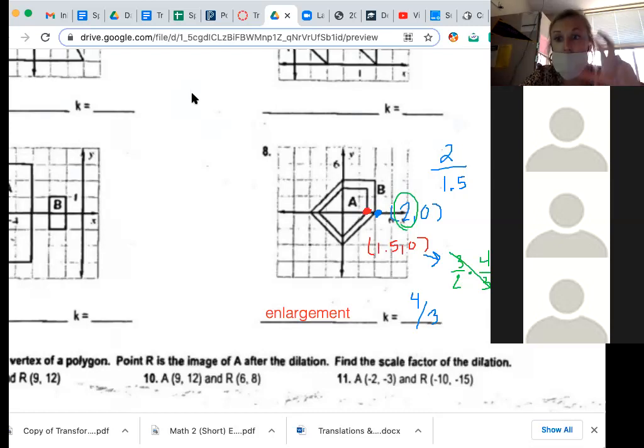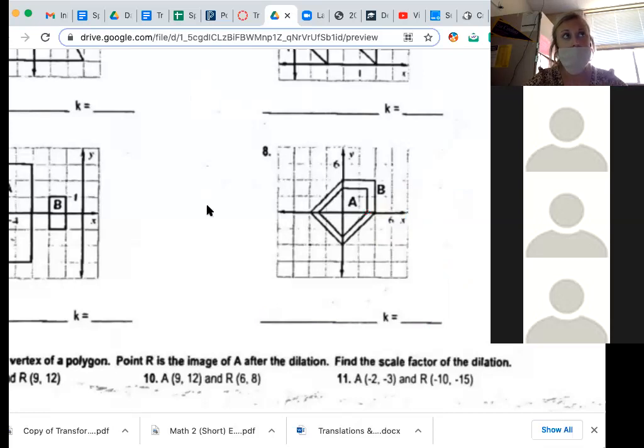Do y'all feel like you can look at a graph and tell me the scale factor? If you can't look at it and see, then you can use the formula I showed you. Does that make sense? Okay. I hope we had that. Did anybody not have it?